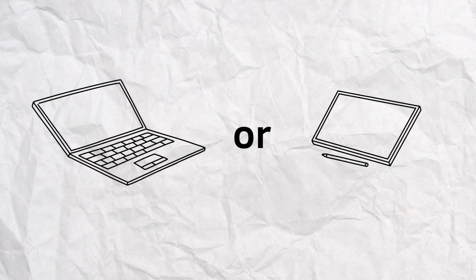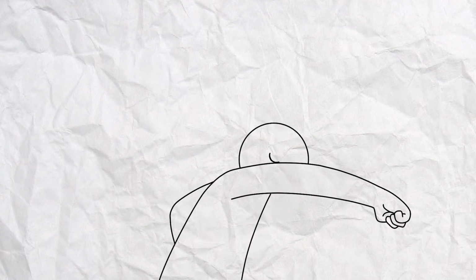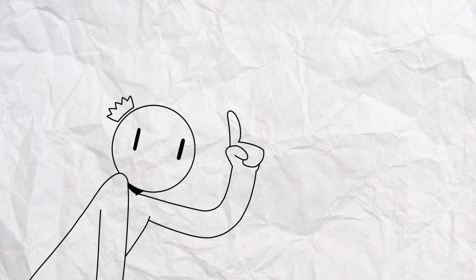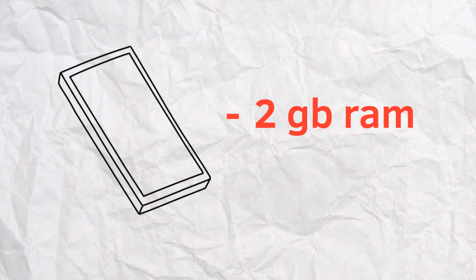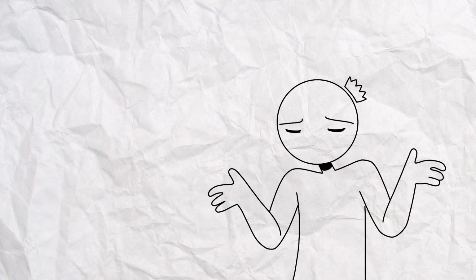Now let's talk about equipment. If you have a PC or tablet, that's great, but if you don't, all you really need is a phone. When I say a phone, I mean one with at least 2 GB of RAM. If your phone has less than that, it might be difficult for you to animate properly.